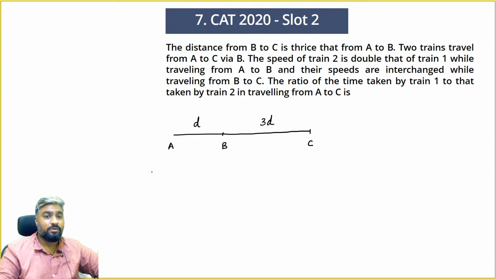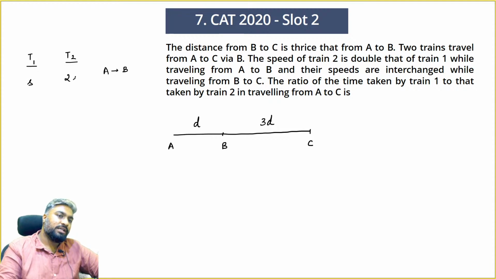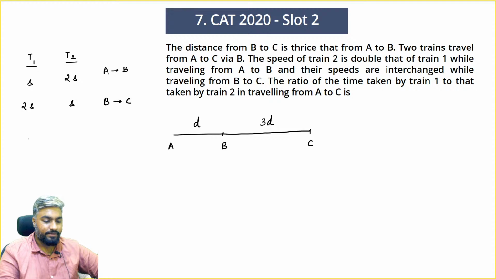Now, please look at this very carefully. We have train 1, we have train 2. There are two situations given going from A to B. They're saying speed of train 2 is double that of train 1. So if I say speed of train 1 is S, speed of train 2 is 2S, when they go from A to B. While they go from B to C, their speeds are interchanged. So this is 2S, this is S. Clear? What are they asking?